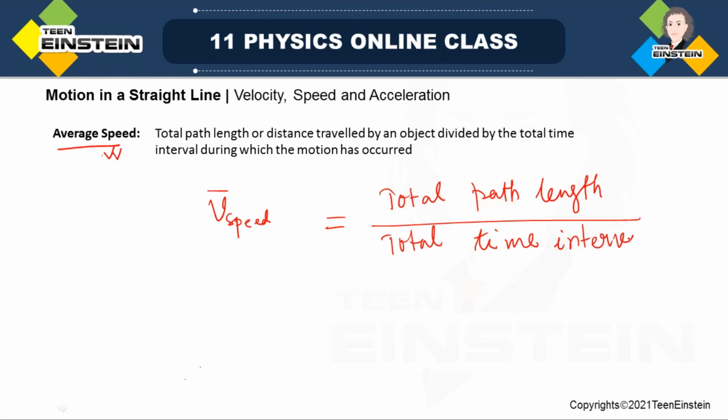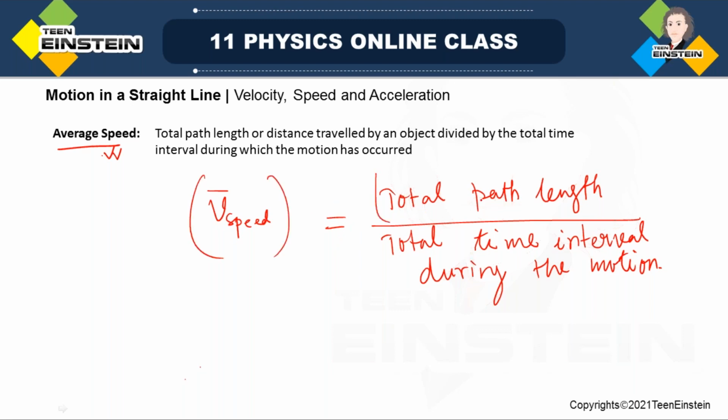Time interval during the motion. During the motion. That will give you average speed. Okay. Alright. So this is average speed.